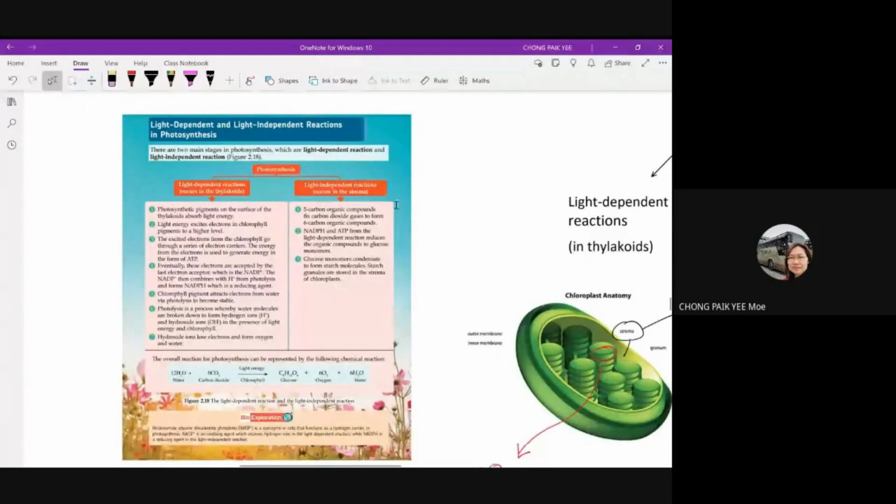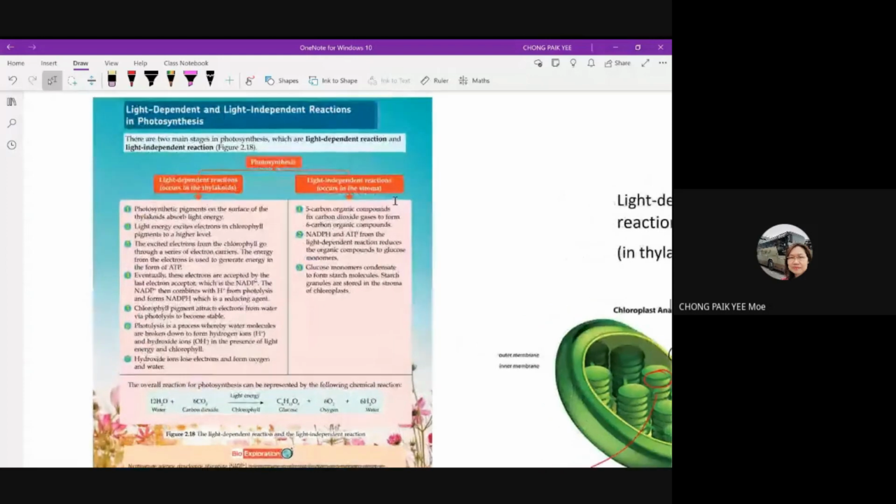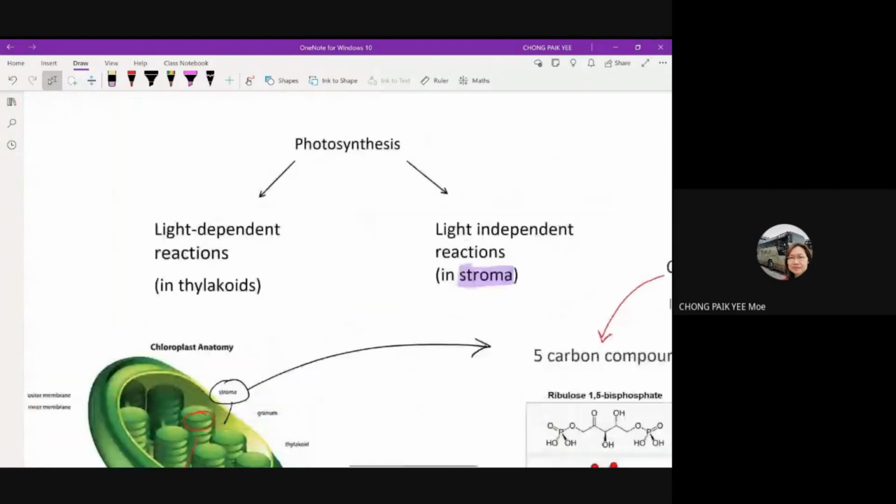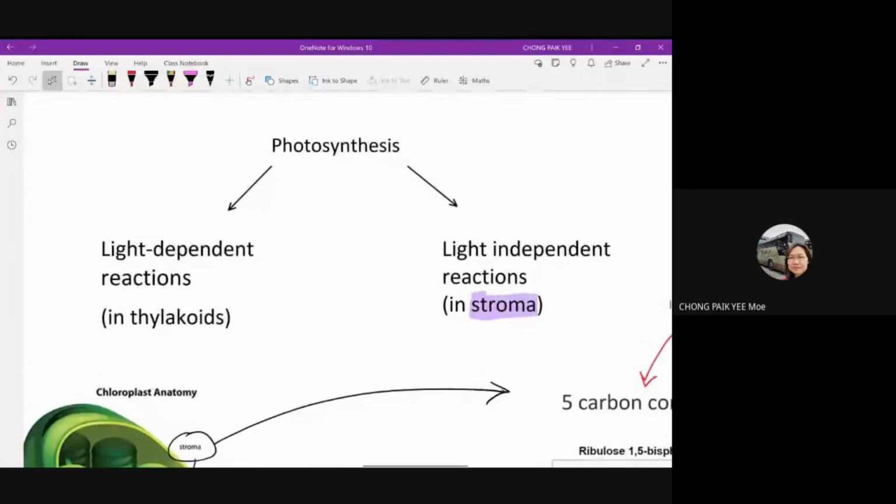Today we're going to look at the light-dependent and light-independent reactions in photosynthesis, according to the KBSM textbook, your syllabus. As we learned last week, there are two reactions in photosynthesis. Maybe you want to jot this down. In fact, it's in the textbook.